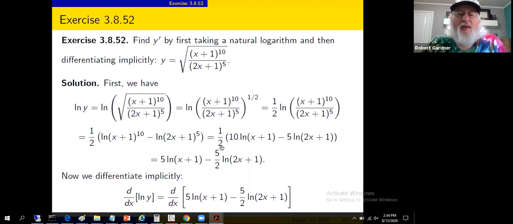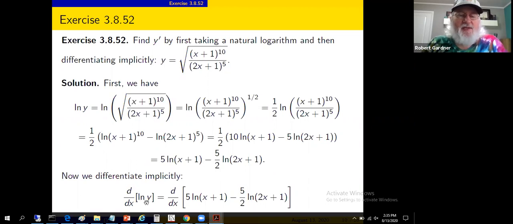Let's go ahead and distribute that, producing 5 natural log (x plus 1) minus 5/2 natural log (2x plus 1). And that's the natural log of y. It's not y itself. Well, it's an equation that relates y and x. Let's differentiate it. So we'll differentiate both sides implicitly, that was actually the instructions, with respect to x.